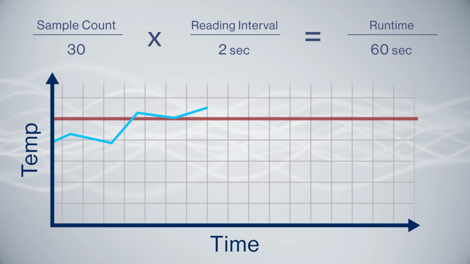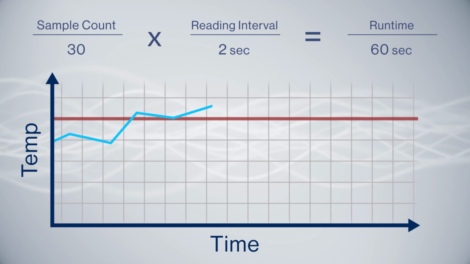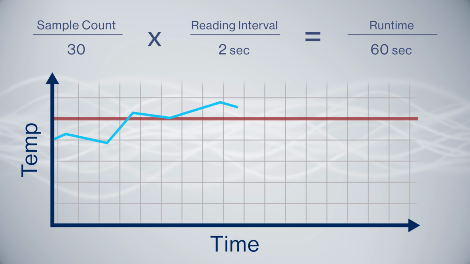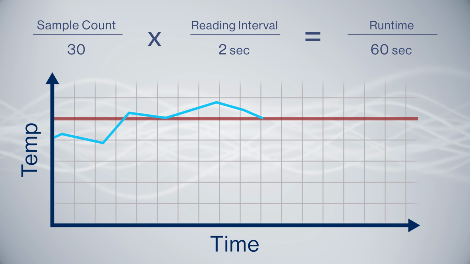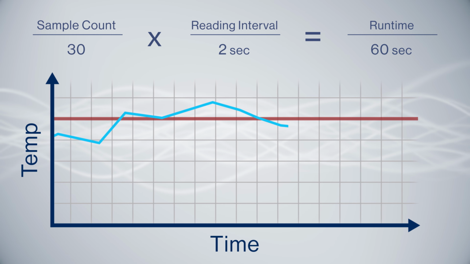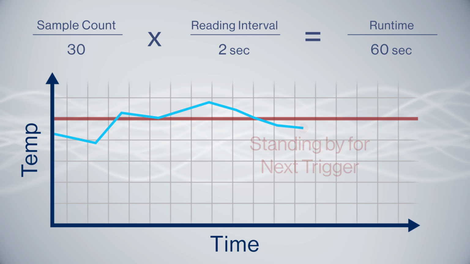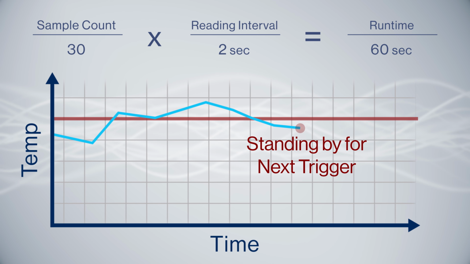For example, if the window count is set to 30 samples and there's a 2-second reading interval, once a threshold is breached, the device will record for a total of 1 minute. Once this minute has concluded, if the following reading is still beyond the set threshold, the device will record for another 30 samples. If the readings are no longer beyond the set threshold, the device will be in standby, waiting on the next breach to trigger once more.